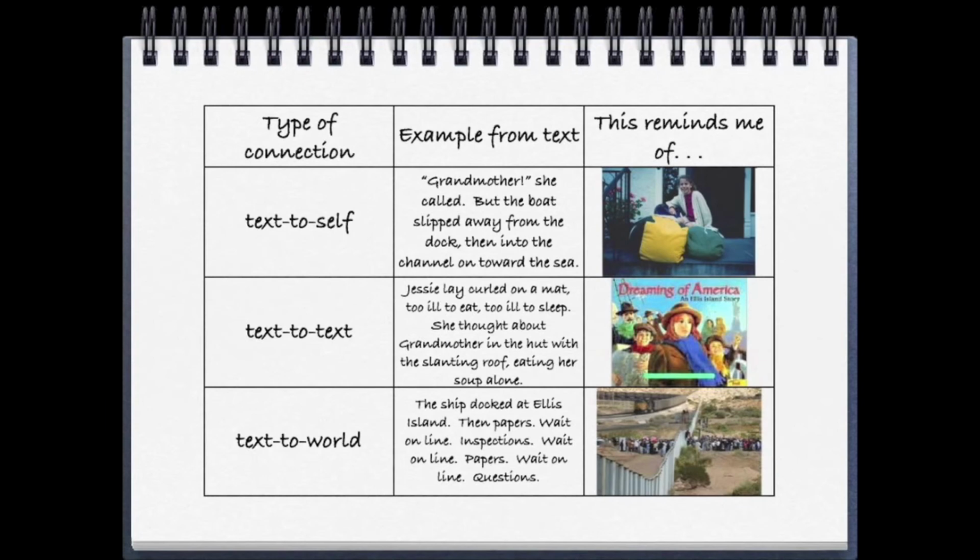I just made another connection, a text-to-world connection. As I read, the ship docked at Ellis Island, then papers, wait online, inspections, wait online, papers, wait online, questions. I thought about the many challenges the immigrants faced and the fear they must have felt at possibly being turned away and sent back to their own countries. This got me thinking about all of the recent immigration news in the United States. While people emigrated to Ellis Island many years ago, I imagine that some of the same challenges and fears are still present today for those wishing to emigrate to America.